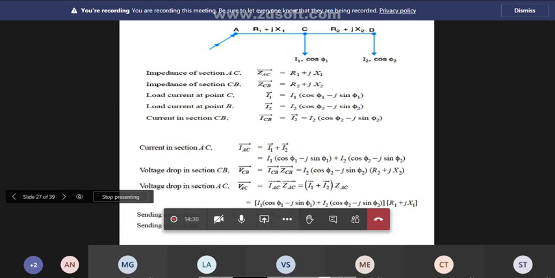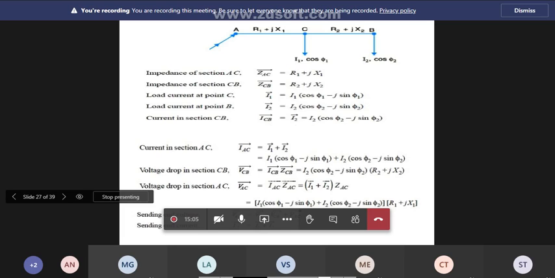Look at the picture. Let us consider an AC distributor AB with concentrated loads. AB is the distributor, and in the distributor itself, tappings are available, right? So C is one tapping, B is one tapping. So I1 current and I2 current are the tapped currents at point C and point B respectively.